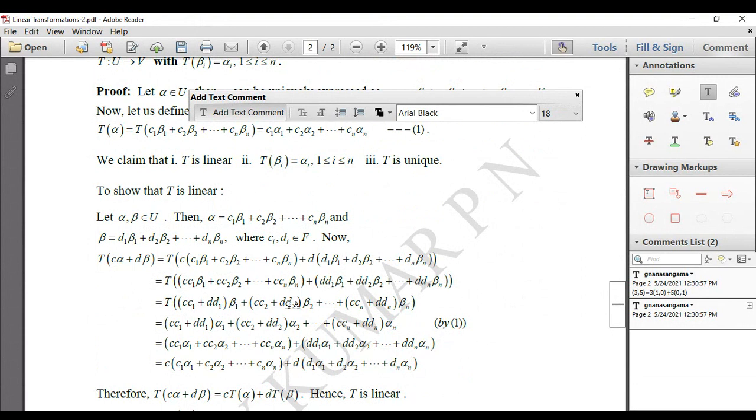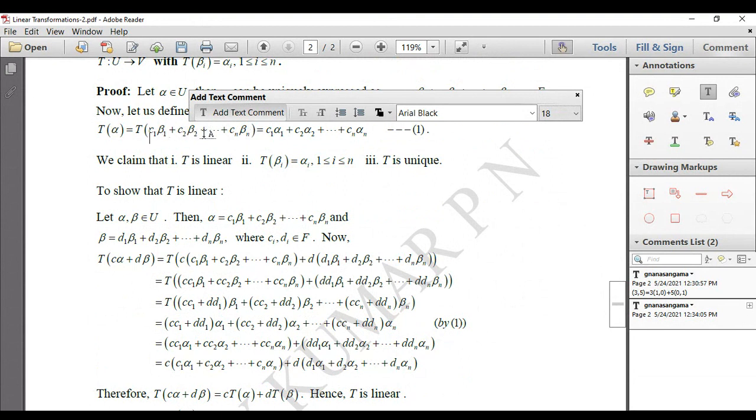Similarly, in the second one, (c·c2 + d·d2) of beta 2, etc., up to (c·cn + d·dn) of beta n. Now, this is of the form, right? Let us assume for the time being, this is c1', this is c2', this is cn'. Then this is of the form T of c1' beta 1 plus c2' beta 2, etc., cn' beta n. It is of this form, right?